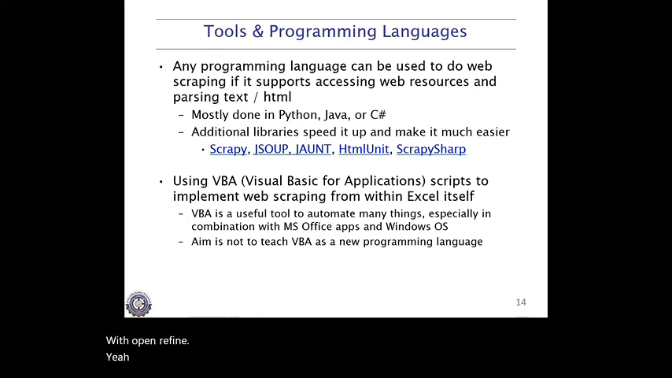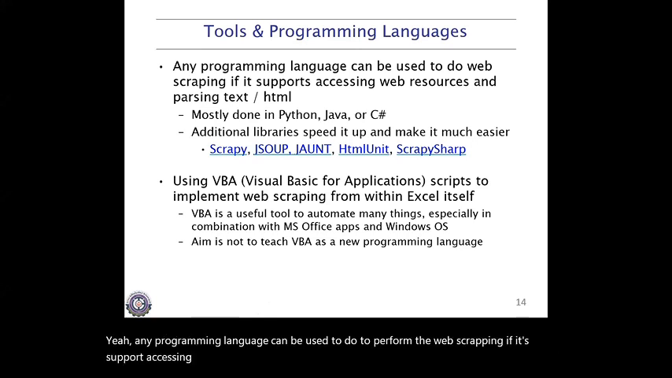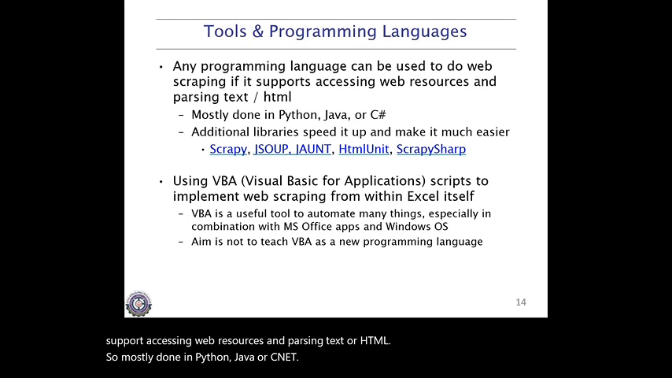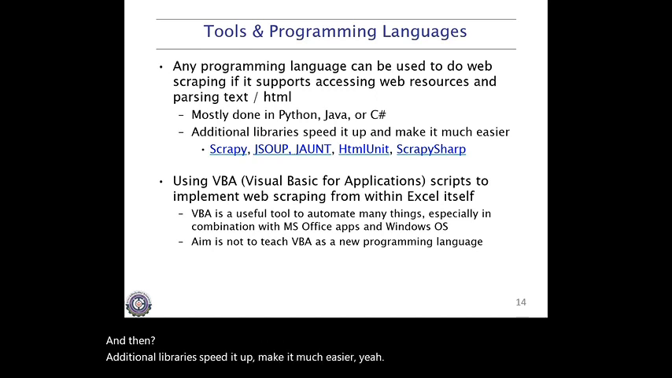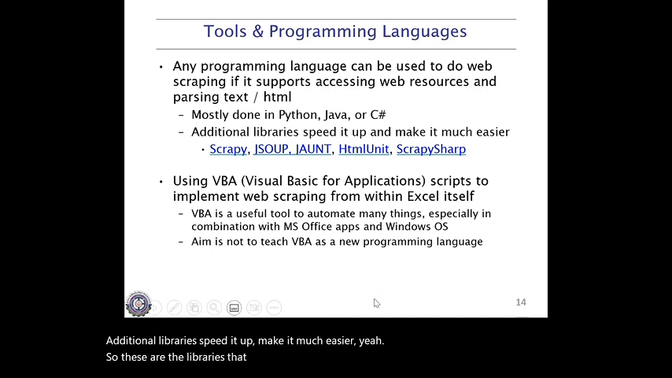Any programming language can be used to perform web scraping if it supports existing web resources and parsing text or HTML. It is mostly done in Python, Java, or C#. Additional libraries speed it up and make it much easier to use.